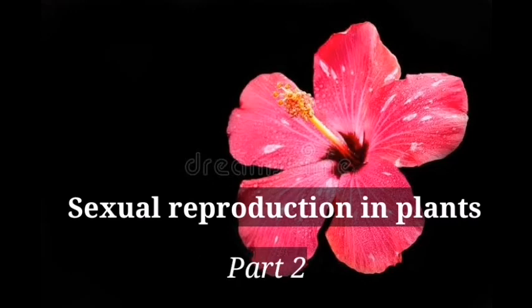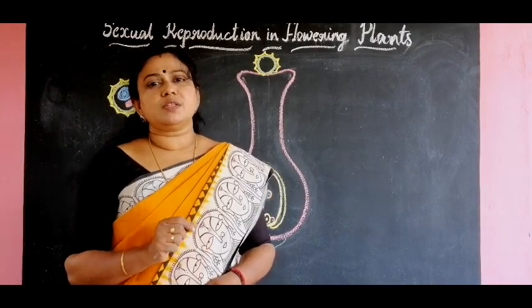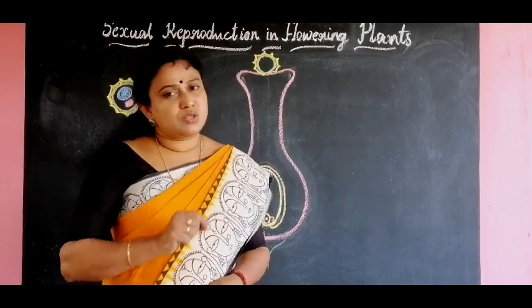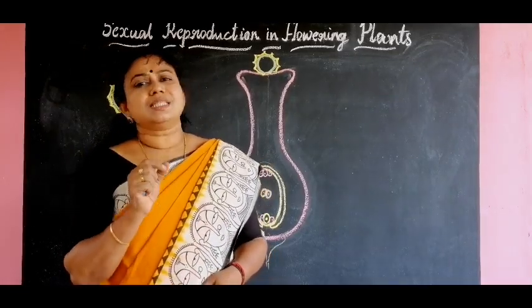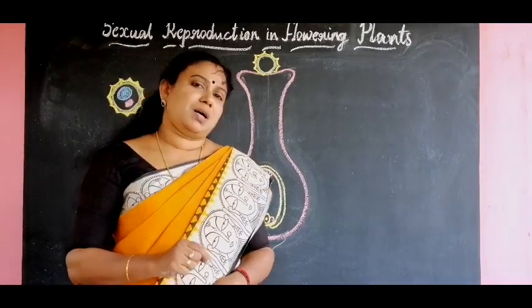Dear children, in the previous video, we have discussed pollination. And in this video, we can study how fertilization takes place in flowering plants. As a result of pollination, the pollen grains fall on the stigma and get attached to it because of the sticky chemical substance present on the surface of the stigma.